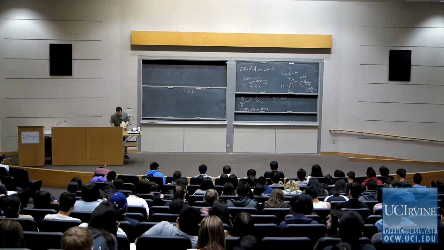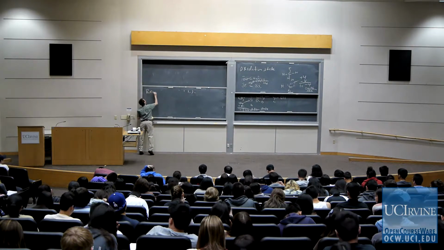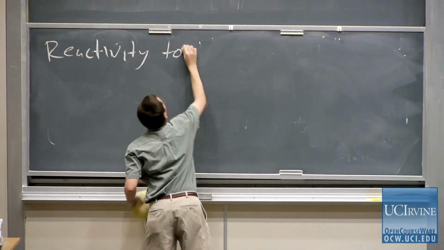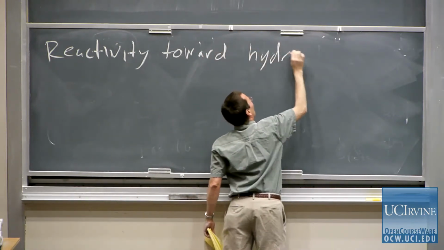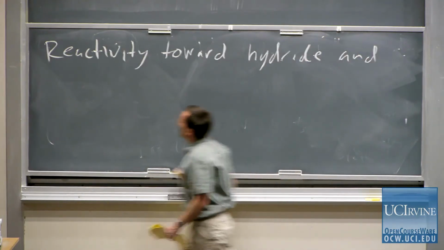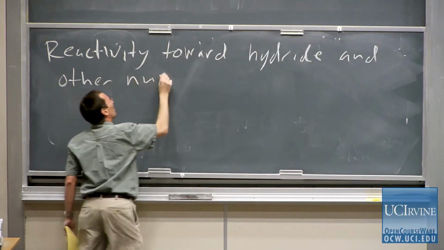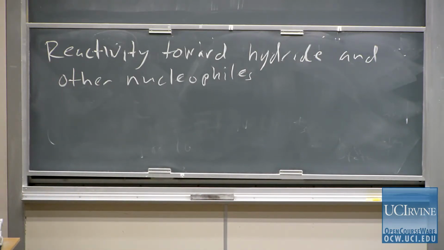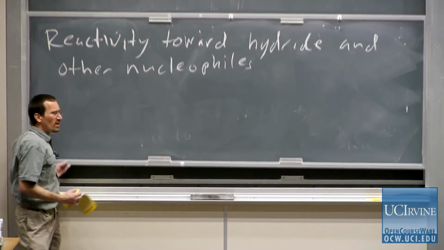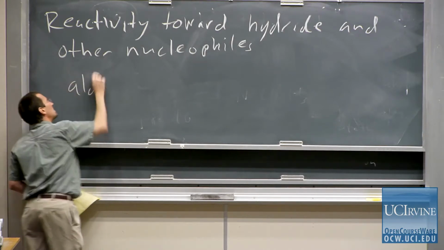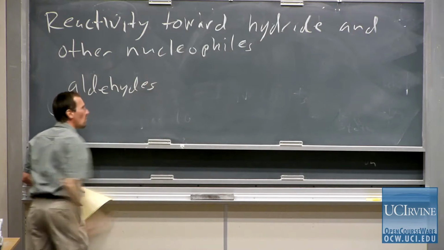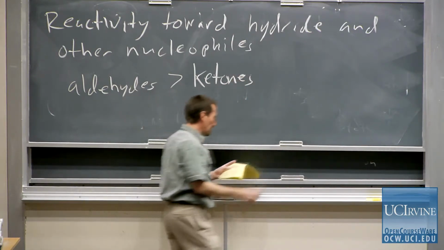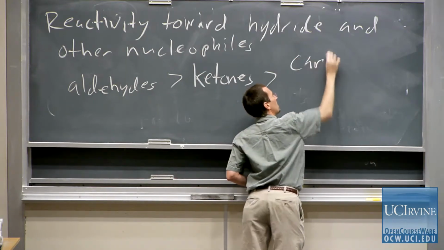All right. So I want to talk a little bit about reactivity toward nucleophiles, toward hydride and other nucleophiles. In a very good generalization, again, there are always exceptions to generalization, but a very good generalization is that aldehydes are more reactive than ketones, and ketones are more reactive toward nucleophiles than carboxylic acids and esters.